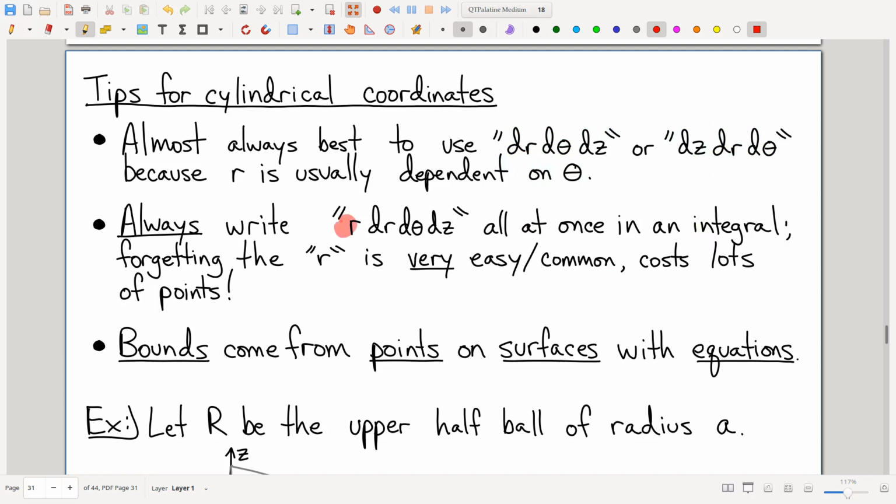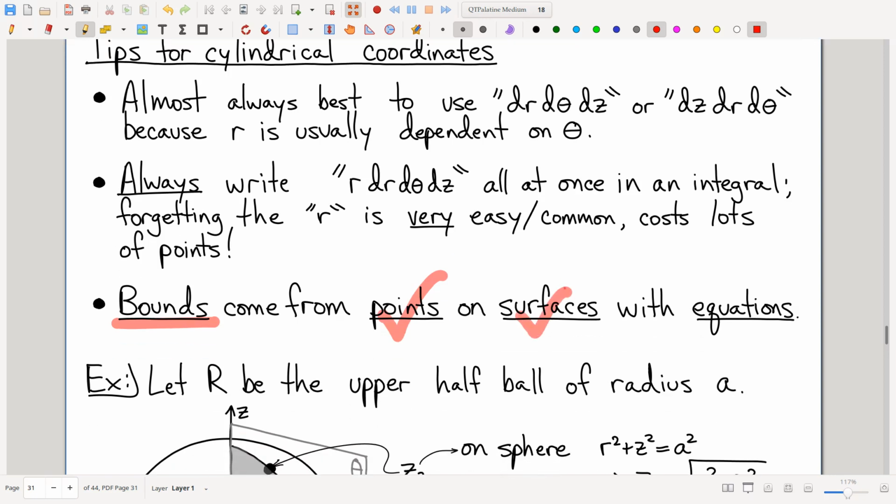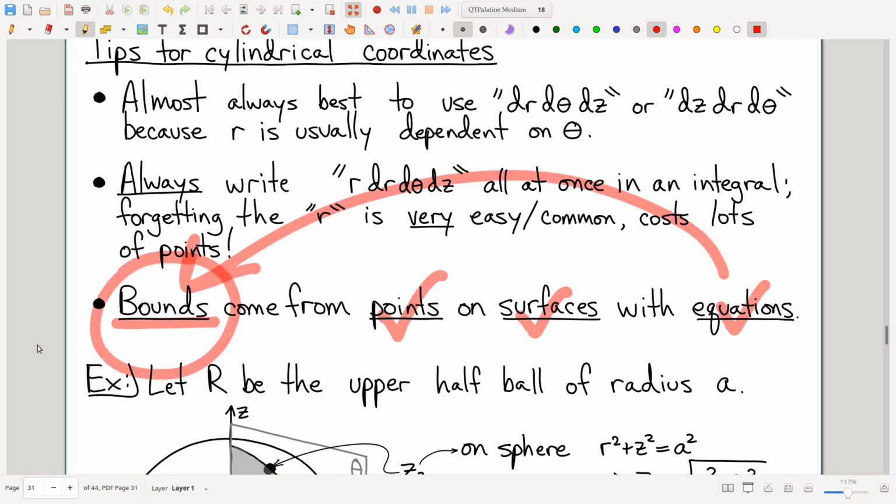Again, always put your stretching factor in at the same time that you write your differentials. You're never going to write dr, d theta, dz without needing to include an r at the same time, so it doesn't make any sense to wait on writing that r down. Get it on the page, get those points on your score sheet, and then you don't have to worry about it anymore. And then our usual rules for how we find bounds: we identify the corresponding points, we identify what surfaces they're on, we write down those equations, and then we solve for what we want.